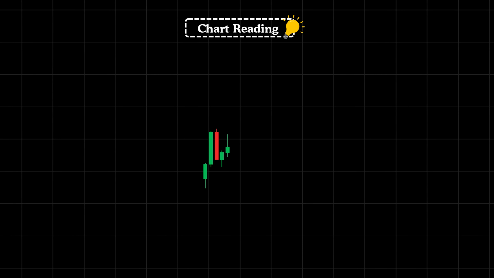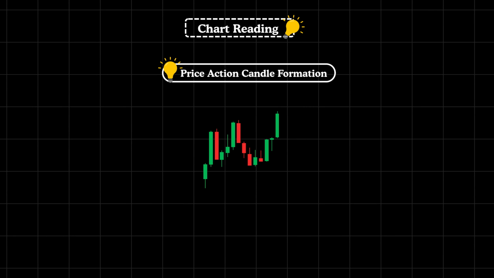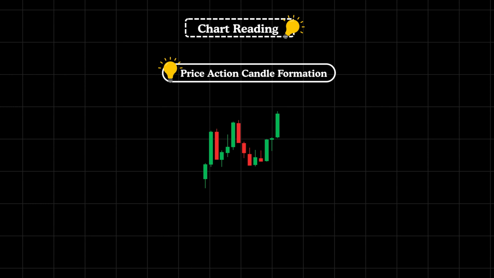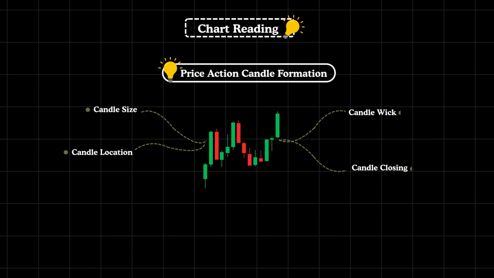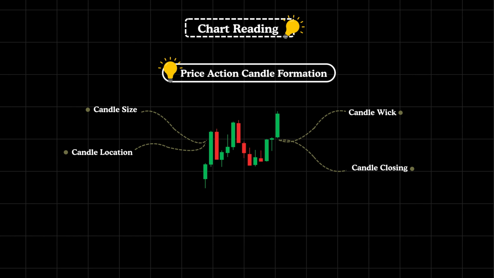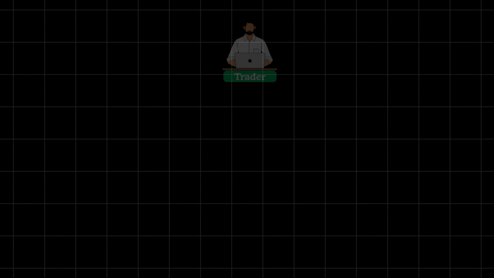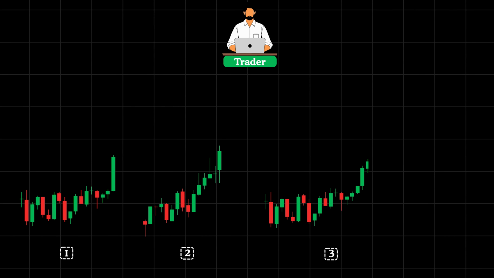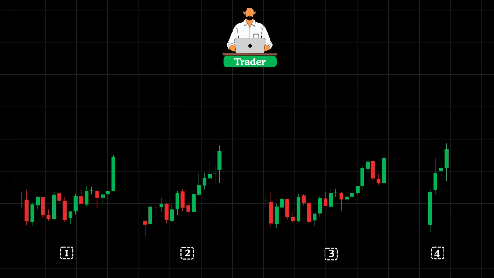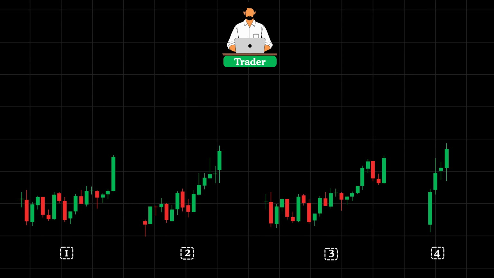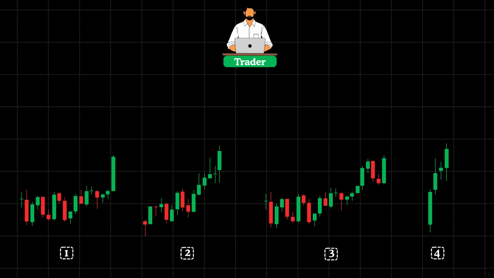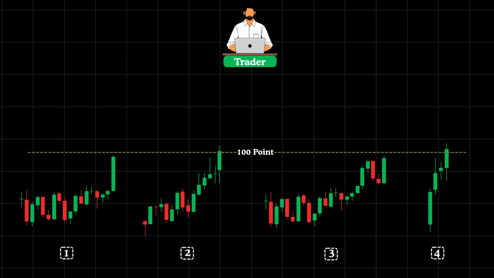With pro tip number 1. Price action candle formation. To understand this better, we will divide it into 4 sections. First, let's focus on candle size and location. Here below, you can see 4 chart scenarios, where in each case the market is moving upward with a bullish trend. In all 4 conditions, the market has risen by about 100 points.